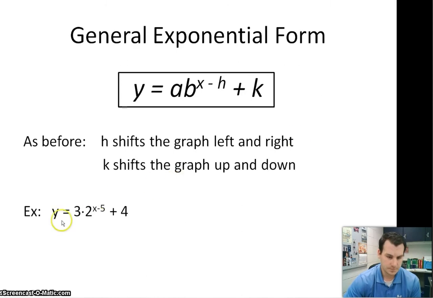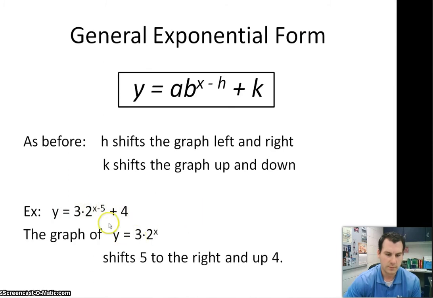So here's an example. If we have 3 times 2 to the x minus 5 plus 4, the graph, if you take away the h and the k, will just be y equals 3 times 2 to the x. It's going to be shifted 5 to the right. It's minus 5, so h is positive 5, and up 4.